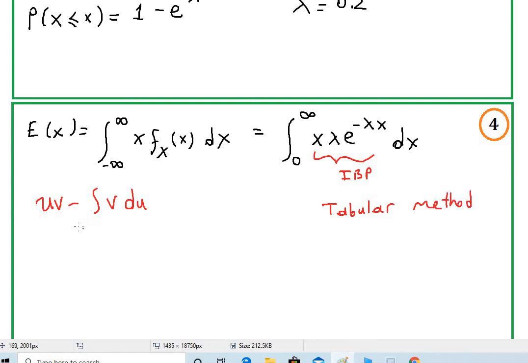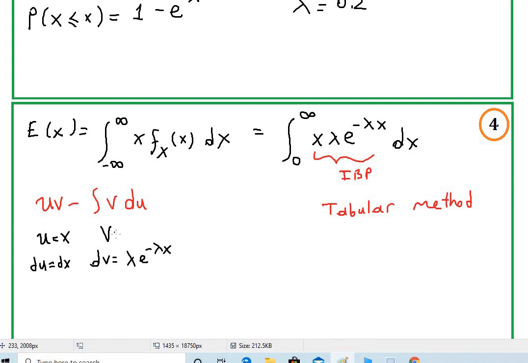So let's start with u times v minus the integral of v du. You need to define what the u is and what the dv is. Our u here will be x, so our du will be the derivative of x, which is 1 times dx.